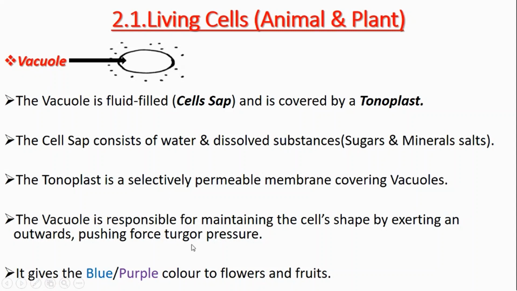It is responsible for maintaining the cell's shape by exerting an outward pushing force called turgor pressure. So the cell has a rigid shape. It doesn't break up in shape. We said that the plant cell has a fixed shape and the animal cell has a regular shape. These shapes do not change over time. This is because the vacuole maintains the shape by exerting an outward pushing force called turgor pressure.